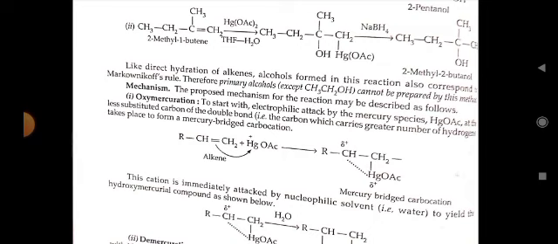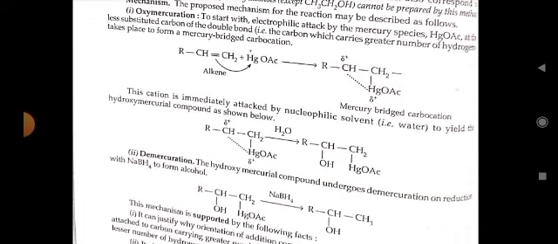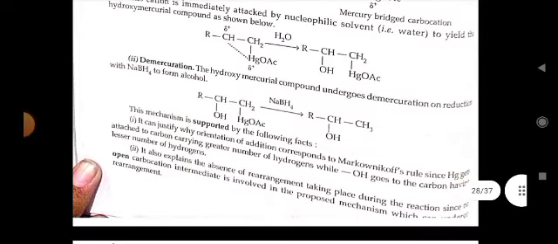Mechanism: the proposed mechanism for the reaction may be described as follows. Oxymercuration: to start with, electrophilic attack by the mercury species, mercuric acetate, at the less substituted carbon of the double bond, that is the carbon which carries the greater number of hydrogens, takes place to form a mercury-bridged carbocation. The cation is immediately attacked by the nucleophilic solvent, that is water, to yield the hydroxymercurial compound as shown below. Demercuration: the hydroxymercurial compound undergoes demercuration on reduction with NaBH4 to form alcohols.